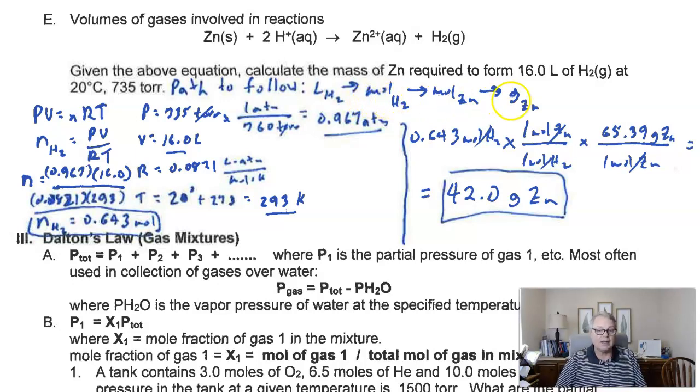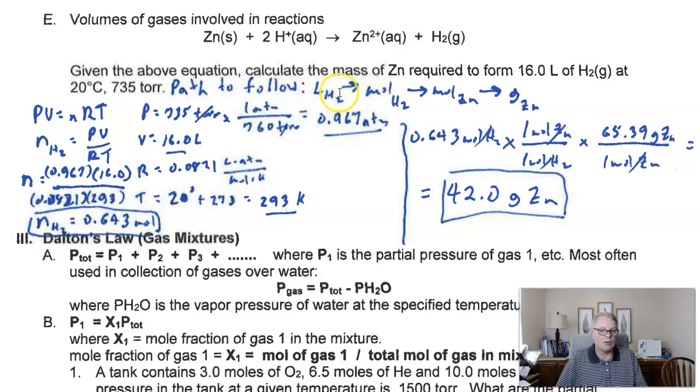Here's the path you're going to follow on this one. You're given liters of hydrogen. You're going to go to moles of hydrogen. If you can make it to moles of hydrogen, you can make it to moles of zinc. And if you can get to moles of zinc, you can get to grams of zinc. Two-thirds of this problem is stuff you already know how to do. This is stuff you've already done. The only tricky part is this right here.